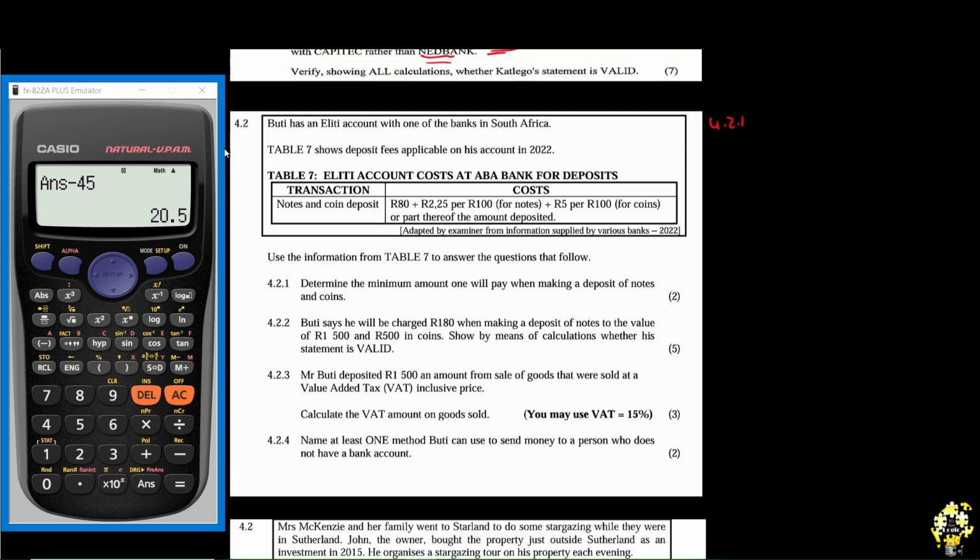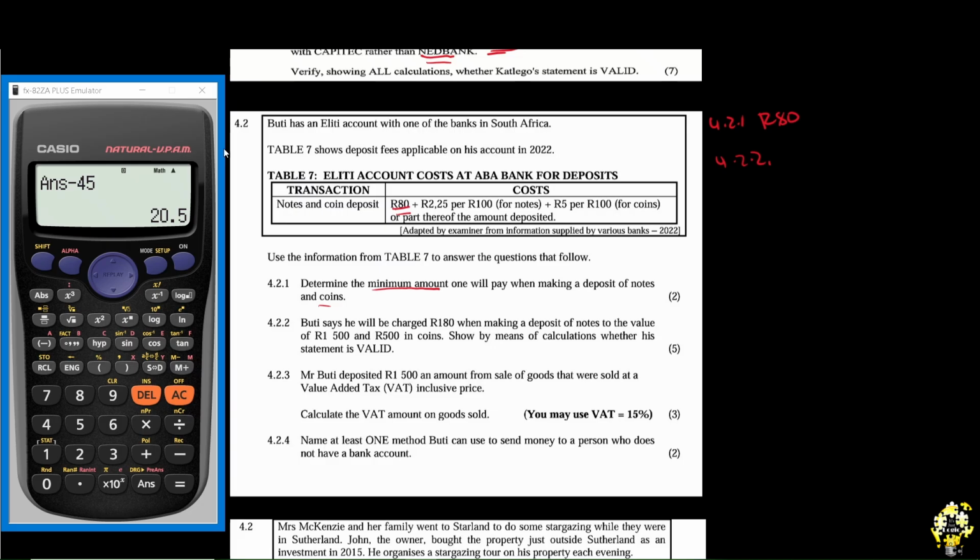4.2.1, it says determine the minimum amount one will pay when making a deposit of notes and coins. So you are supposed to determine the minimum amount that an individual is going to pay. I told you it's this one here. It's fixed. So this is the minimum amount that an individual has to pay for making any deposit. Doesn't matter how much that deposit is. Before you can make that deposit, you have to pay them 80 rands.